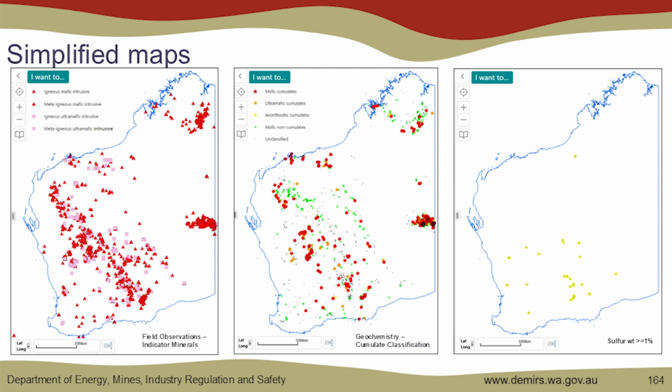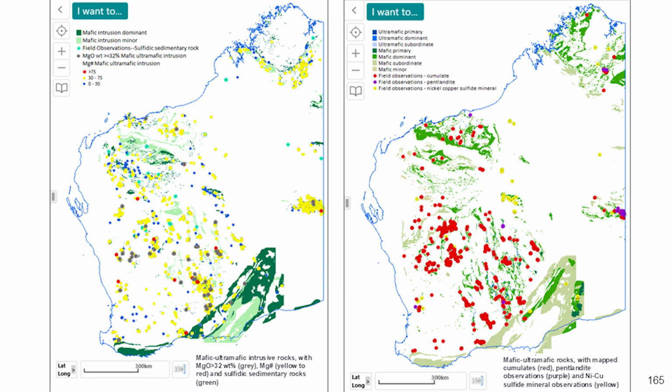Here we've got field observations coloured up by different rock types, and this is again everywhere that one of our geos has gone out into the field and might have indicated that they've seen olivine or pyroxene or so indicator minerals. In the middle here, we recognise that cumulates are very important for these particular systems. So we've got cumulates here based from our geochem data, again, coloured by different rock types. And then we've got some sulphur points over here as well.